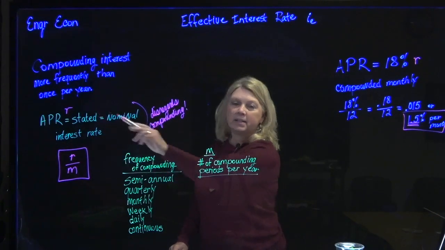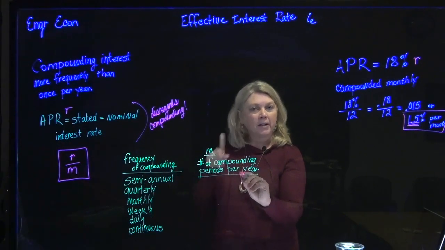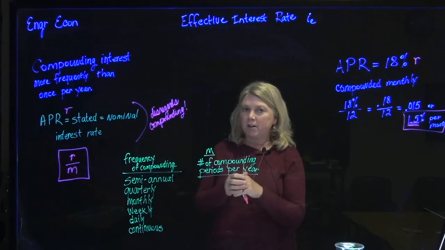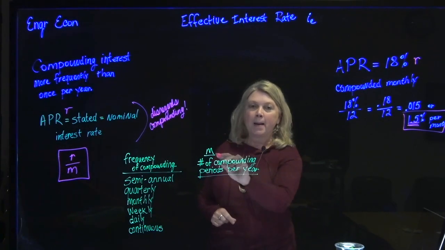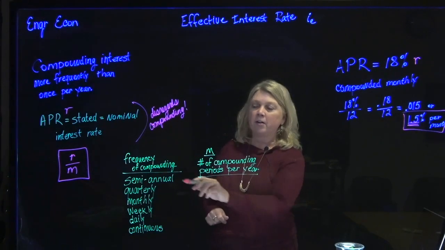Remember, R is the annual percentage rate, and M is the number of compounding periods in 1 year. Not the whole life of the project, but in 1 year. N is the total life of the project. M is something different here. So let's just take a quick look so we get this in our notes.